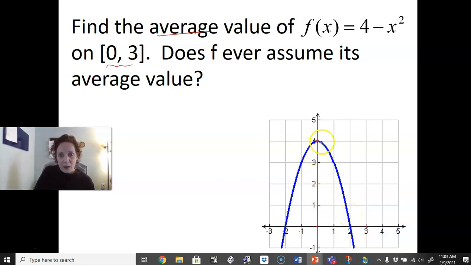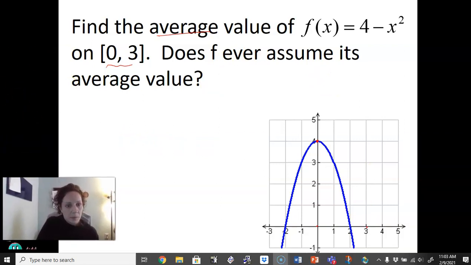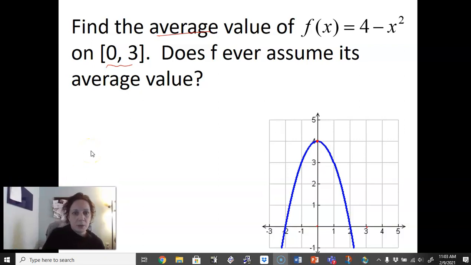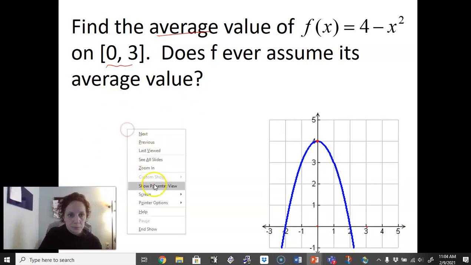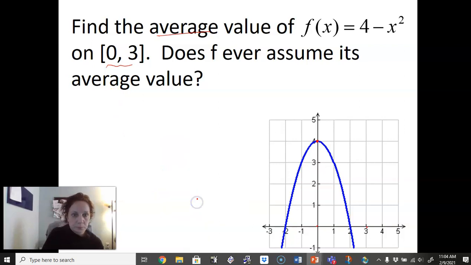In other words, if I want to find the mathematical middle between this high point at 4 and the low point at -5. Okay, so I need to set up my integral. So I need to find the integral from 0 to 3 of 4 minus x squared. That's going to add up all my y values.